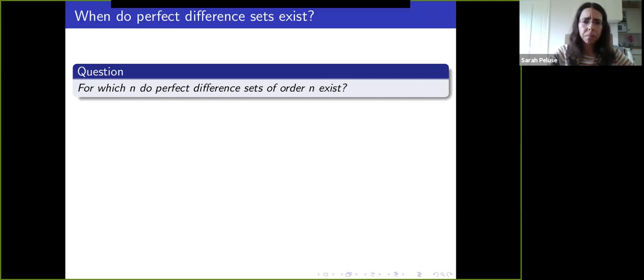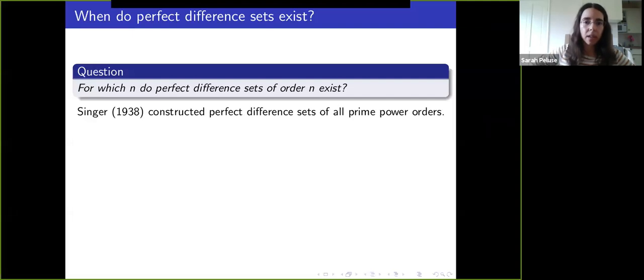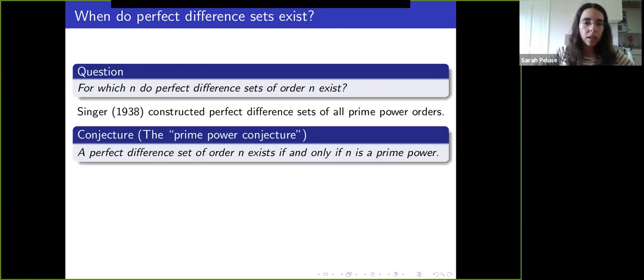It's been known for a long time that they exist whenever n is a prime power, and Singer constructed these examples. And it's an old conjecture that these are the only n that work. The conjecture is known as the prime power conjecture. It says that a perfect difference set of order n exists if and only if n is a prime power.